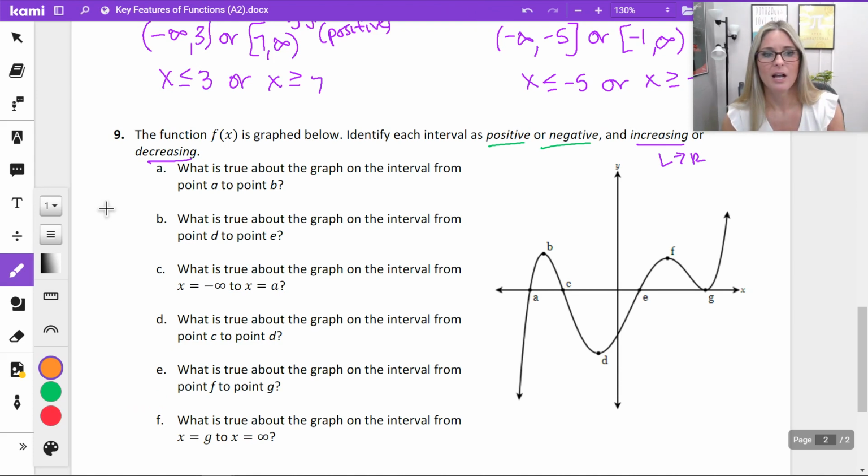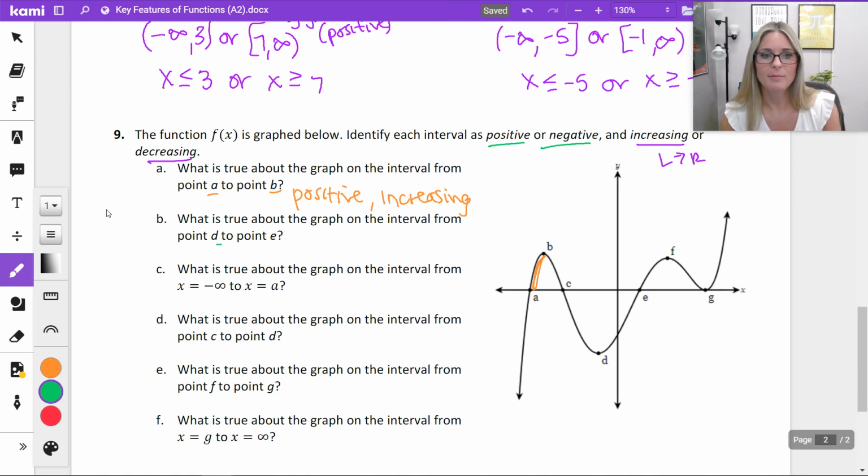You ready? Part A, what is true about the graph on the interval from A to B? We are right here. Is it positive or negative? It's above the x-axis, therefore it's positive. Is it increasing or decreasing? Again, look at it from left to right, like I'm reading a sentence. It is going up, so increasing. Done. On Delta Math, this is like a multiple choice selection. Very simple.